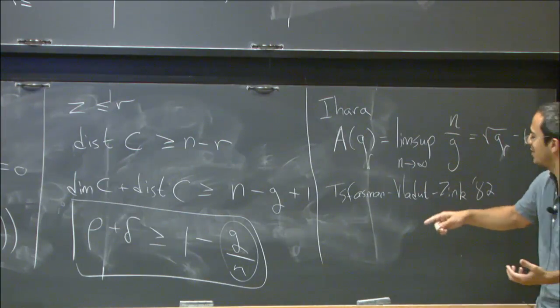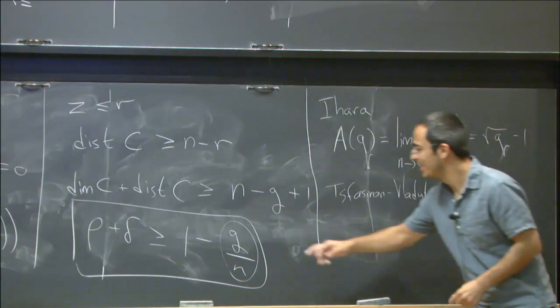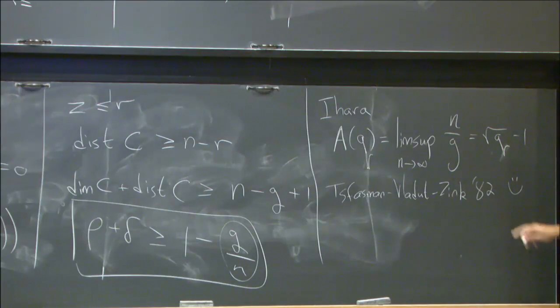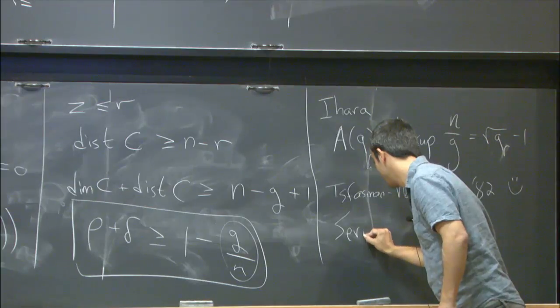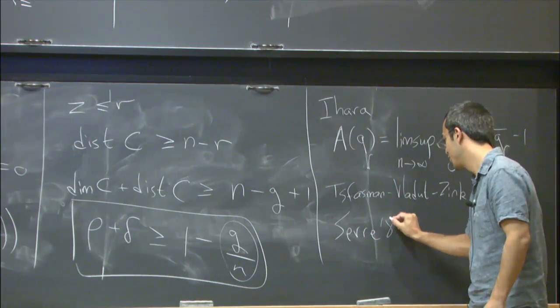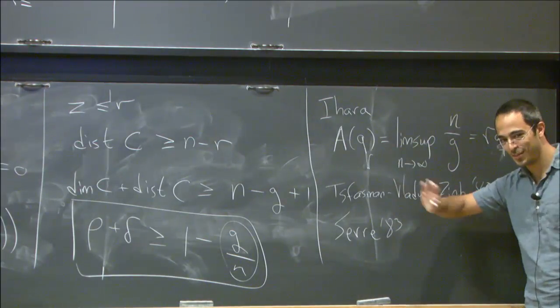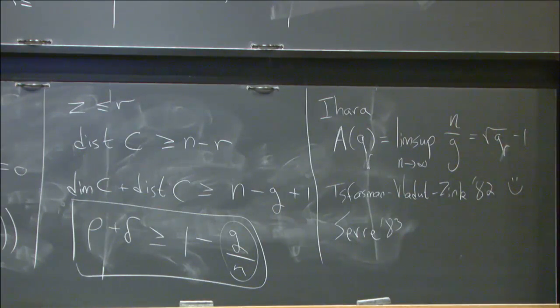The good result, yes. So they proved that in this case, the lower bound. They proved that this is small. Yes, exactly. So this is a good result. They proved that for a q which is an even power of a prime, you can get square root of q minus 1. And then Serre, a year later, used class field theory to prove the same thing. So he proved the same thing.